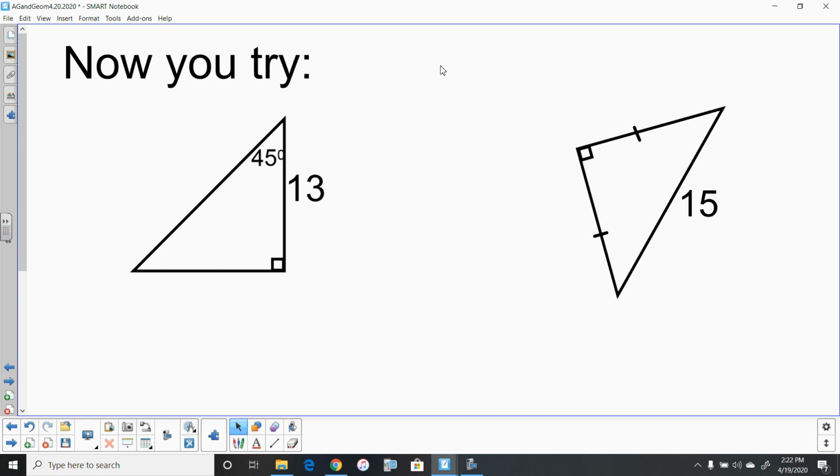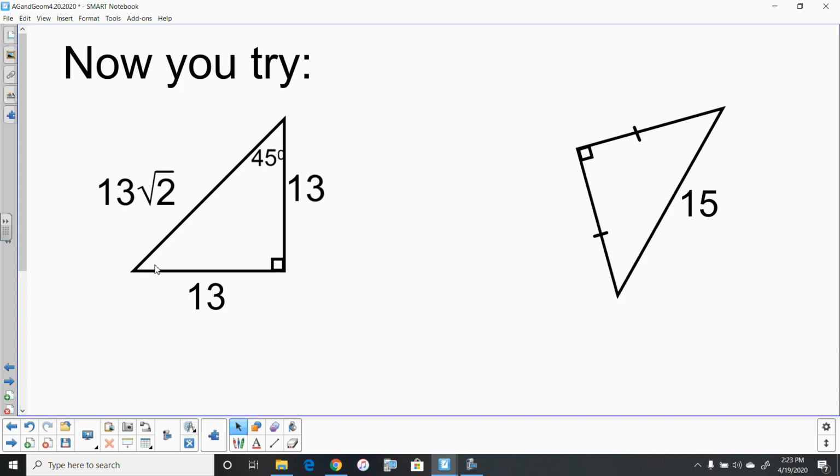Here's a couple for you to try that are both 45-45-90s. So go ahead and pause the lesson. Try these problems on a piece of paper. Okay. I see I've got one leg. My other leg has to be the same. Hypotenuse has to be whatever that leg is times root 2. Those are our three sides of the triangle in this case.